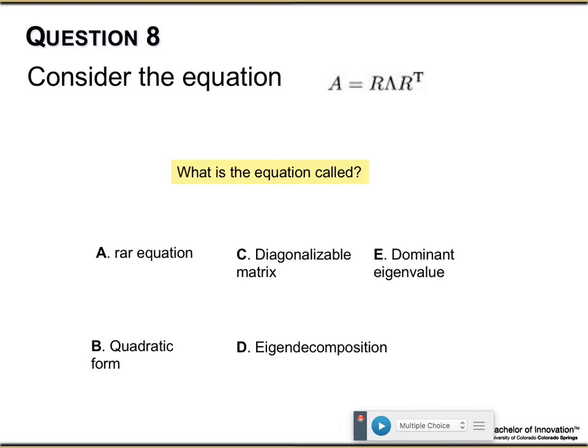Okay, what is this equation called? It's gone. Reminds me, I was going to check to make sure I had this right or wrong, but now I have to look it up.